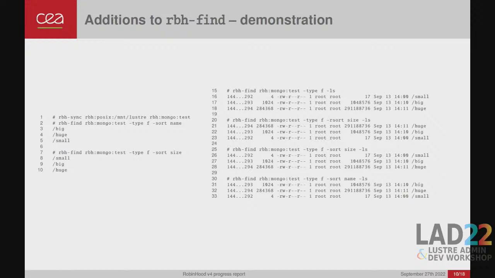Okay, you need to be confident of this. If you have some doubts, you can still check with the ls option here in RBH Find on the right side, where, yes, you can see that, okay. You can list the files first, so we have small, big, and huge, with the sizes shown here. And then if we sort them by size, we have the huge file first, then the big and the small.